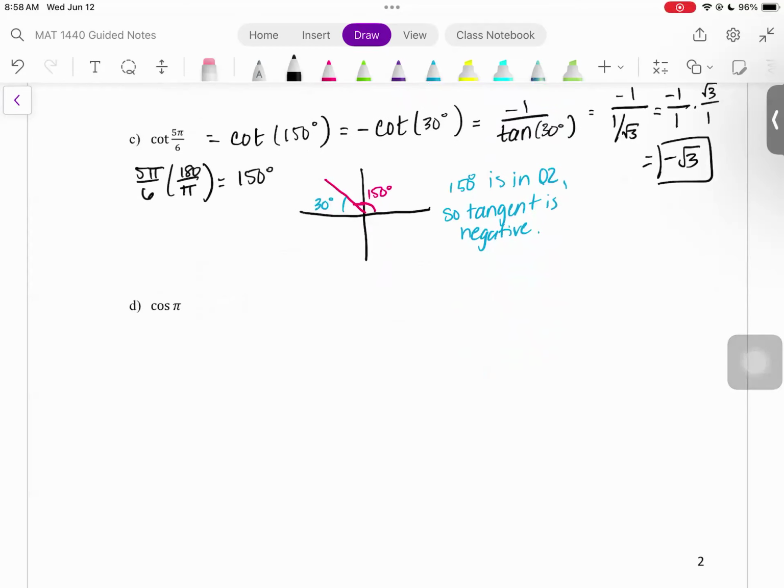Cosine of pi. Remember that first conversion that we had was that pi is equal to 180 degrees. So I'm not even going to spend time converting to degrees since that conversion is pretty straightforward. And so we're right here. We know that on our quadrantal angles, when we're on that negative x-axis or 180 degrees, cosine is equal to negative 1.